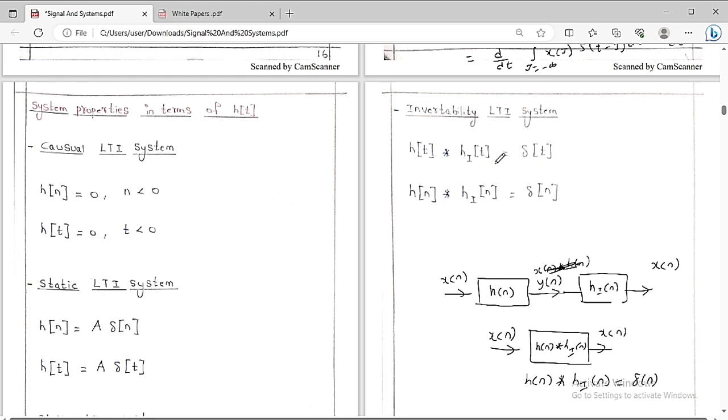So h of t convolved with its inverse h of t is equal to delta of t, or h of n convolved with its inverse h of n is equal to delta of n. Then we can say it is an invertible LTI system. Otherwise, it is a non-invertible LTI system. So these things you always have to keep in mind.